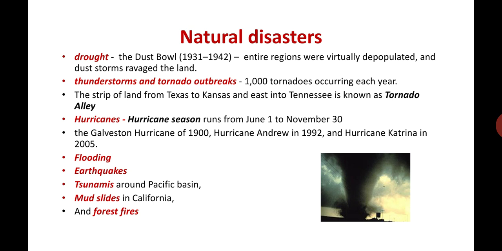The territory of the United States also suffers from floods, from earthquakes, from tsunamis, which usually occur around the Pacific Basin. It also suffers from mudslides, especially in California, and forest fires. They also usually happen in California in summer.